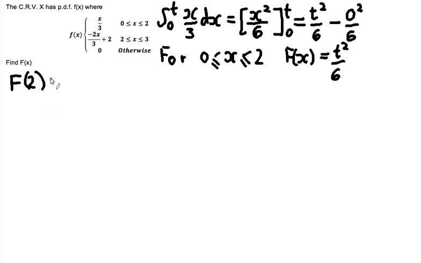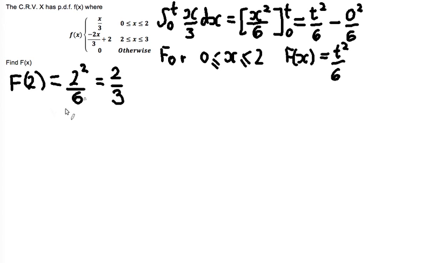Now, what I mean by this is if we evaluate the probability of x being less than or equal to 2 by putting 2 into the cumulative distribution function, we get 2 squared over 6, which will of course be 4 over 6, and it then simplifies to 2/3. Now what that means is, over the range from 0 to 2, 2/3 of our probability out of the 1 has been accumulated.